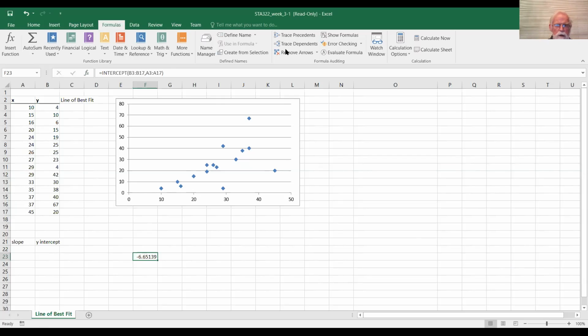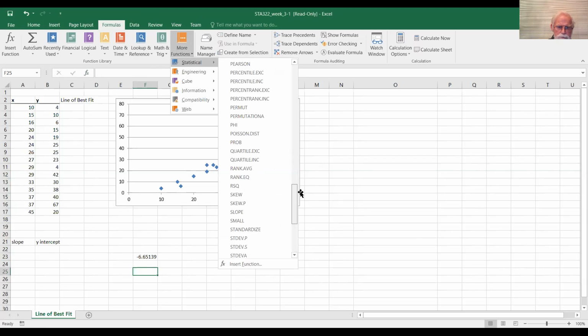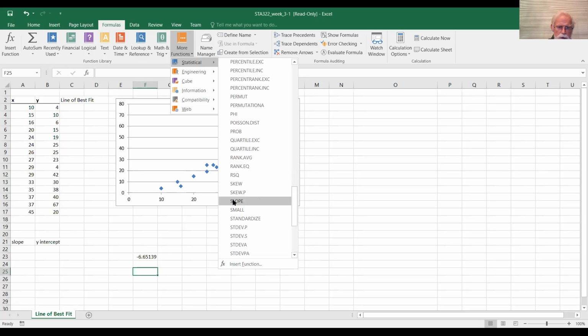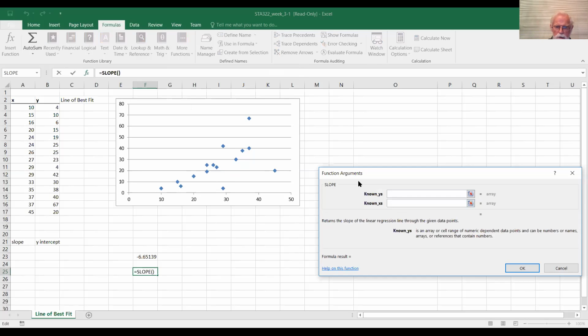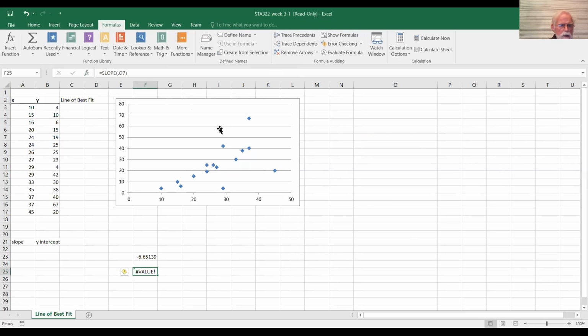So we know that. Now we'll move to a different spot and go into one more, which is the slope. We bring that up. Again, we input the y's into this field and the x's into this one, and we'll get an answer. I'm going to let you do that rather than actually do the answer. Note that when you make a mistake, it gives you an error.